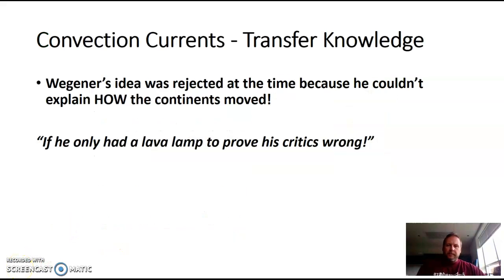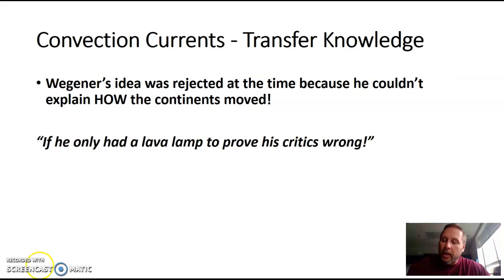But the key here is that everyone rejected his idea at the time because he couldn't explain how the continents were drifting. And I put down here a little saying, if he only had a lava lamp to prove his critics wrong, meaning as we look at the lava lamp and we watch the convection, right? Heat rising, cooling, moving out, dropping after it becomes more dense. That is what is the driving force behind plate tectonics, but Wegener did not know that at the time.